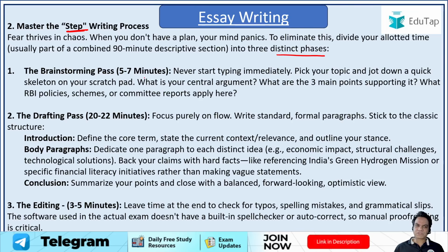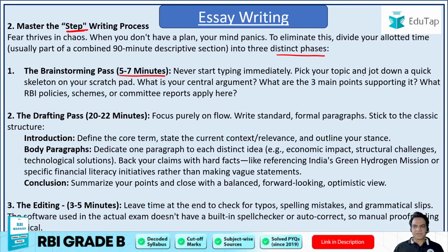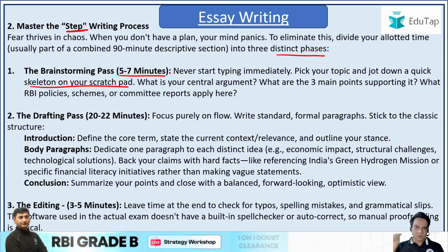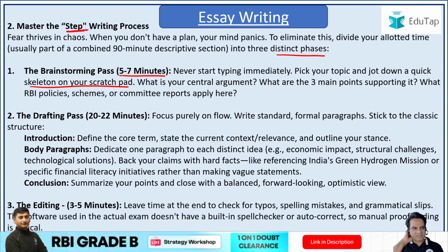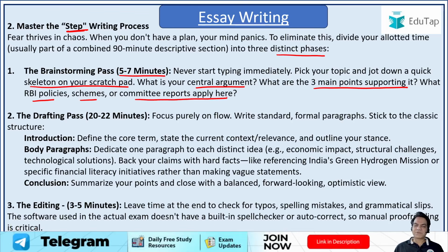First is the brainstorming step, which takes about 5 to 7 minutes. Never start typing immediately as you choose your topic. Pick your topic and jot down a quick skeleton on your scratch pad, on the rough piece of paper you will be given in the exam. So make a rough draft, basically. What is your central argument? What are the three main points supporting it? What are RBI policies, schemes, or committee reports that apply to this topic?